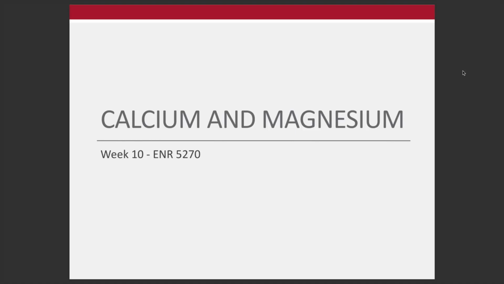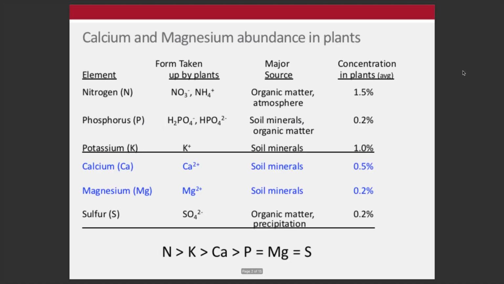So calcium, magnesium will be treated kind of together because they have a lot of parallels. There are differences, so I'll compare and contrast the differences as we go through this. So again, here's our basic overview where we've got calcium and magnesium both taken up primarily by plants in their ionic form of calcium 2 plus, magnesium 2 plus. Again, these are cations, they're base cations or basic cations, like we've already talked about.